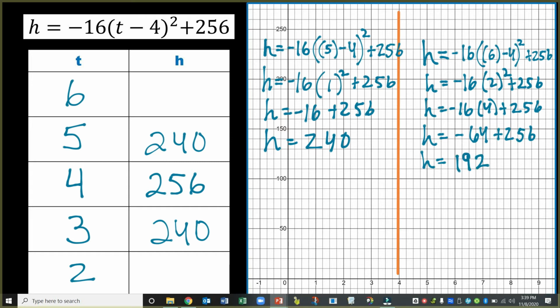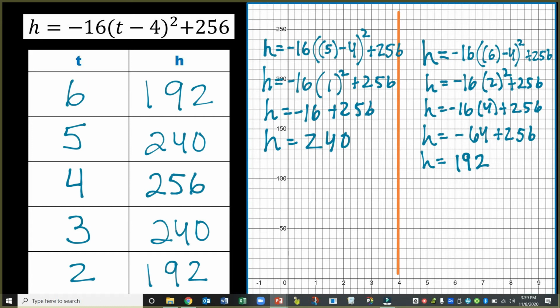At 6 seconds, our rocket will still be on its way down, and it will have a height of 192 feet. Now, we know that it was also at a height of 192 feet on the way up, and that was at 2 seconds. Since a parabola is symmetrical, our table will also be symmetrical. So we can see at 2 seconds it was 192 feet. At 3 seconds, it was higher at 240. At 4 seconds, it was at 256. At 5 seconds, it was on its way back down at 240. And at 6 seconds, it was on its way back down at only 192 feet above the Earth.